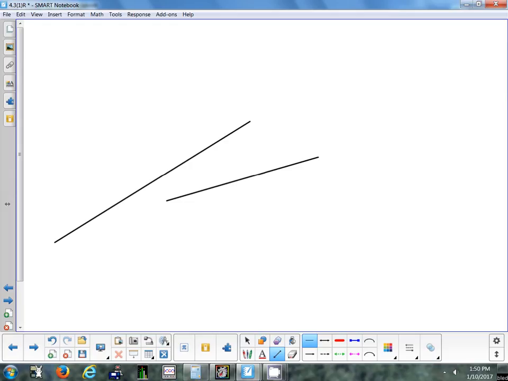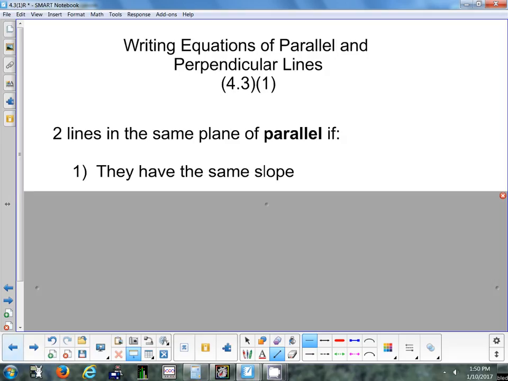The same line, though, different. Yeah. The slopes are the same. Exactly. Okay, for two lines to be parallel, on the first line on your notes, you have to put down they have the same slope. Two lines are parallel if they have the same slope.